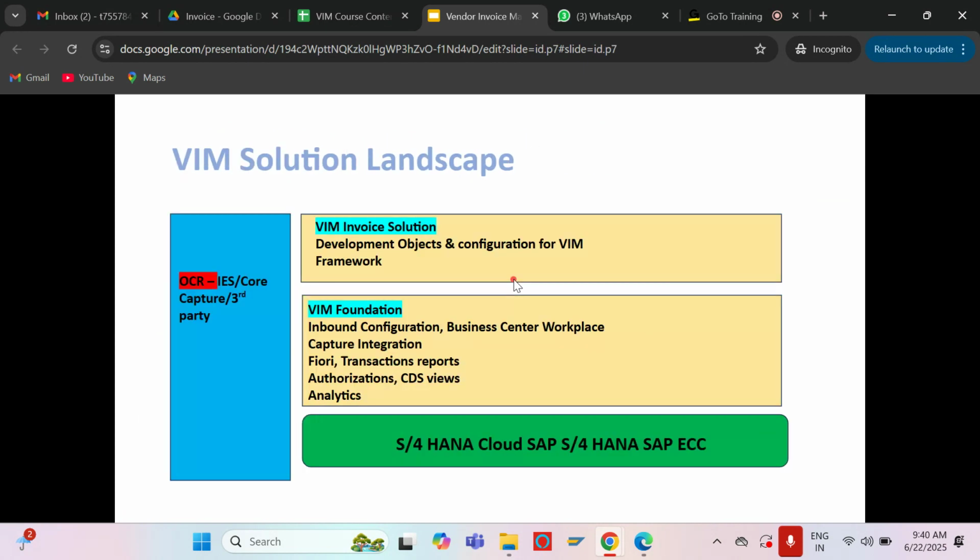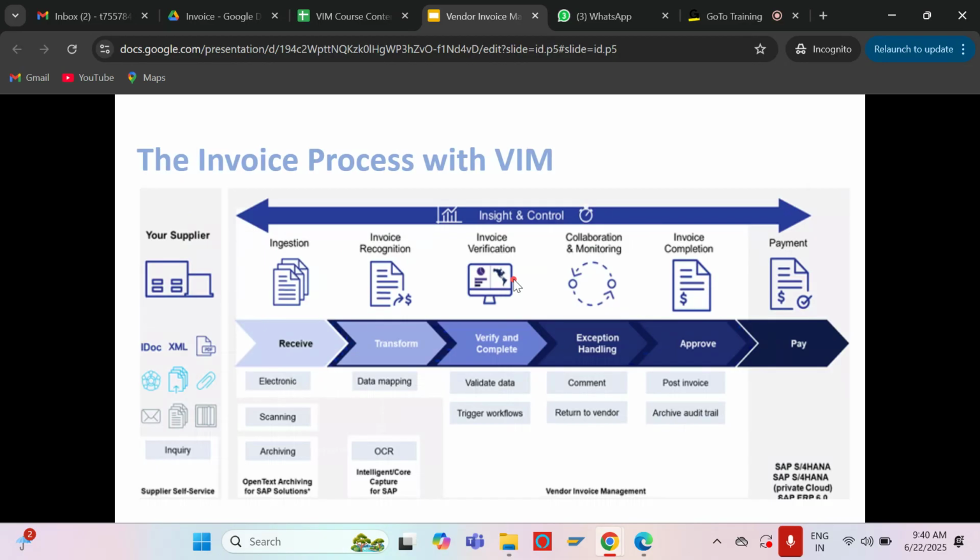Now let's talk about the invoice process with Vim, how Vim came into the picture to solve these problems. Vim is an automated solution. Most of the things done in Vim are automated with the help of configurations. So the requirement to touch any invoice is very less. What will happen is the vendor will send the invoice in and it will get posted into Vim. No manual intervention will be required for such types of invoices. So this is one of the benefits of vendor invoice management, and it is the goal for any of the clients.